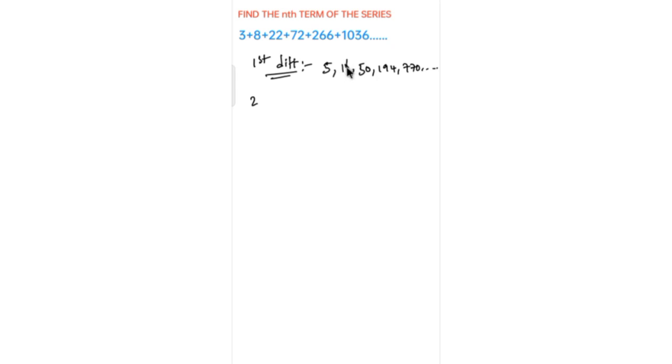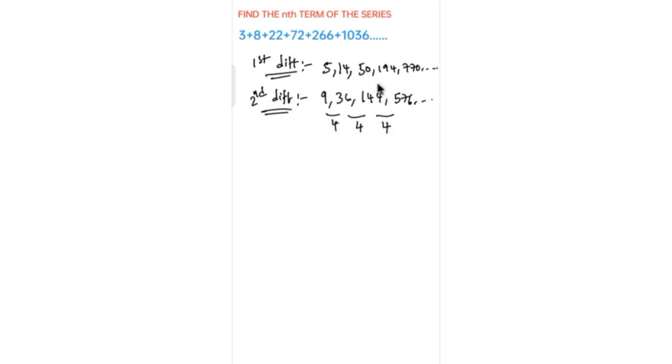And from this also we can infer that, so this is actually 14. Let me write it clearly: 5, 14, 50, 194, 770. These are also not in AP nor in GP. So let us find the second differences. The second differences come out to be 9, 36, 144, and 576. From this we can see that this is a GP basically. The common ratio is 4 here, 4 here, 4 here.